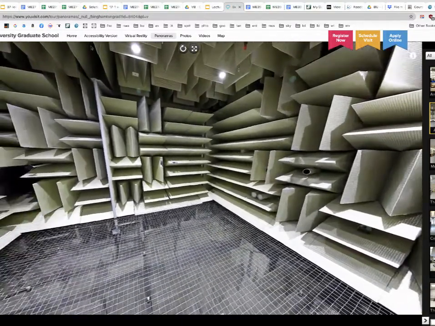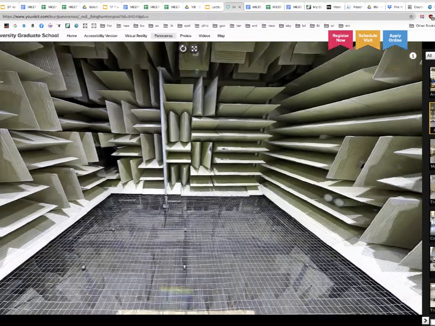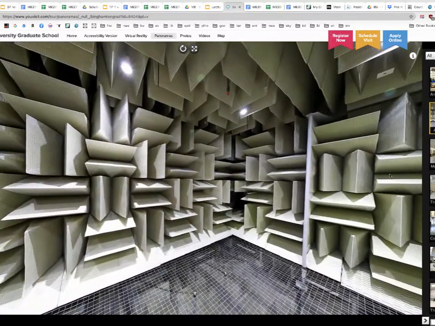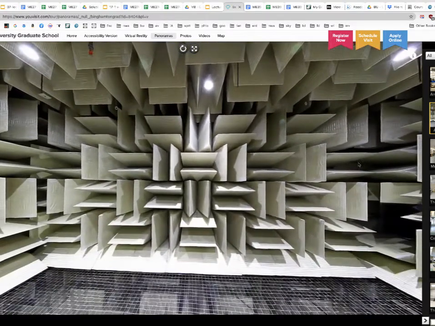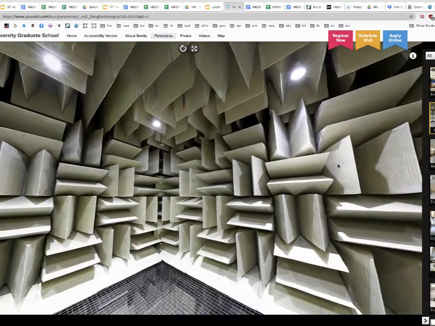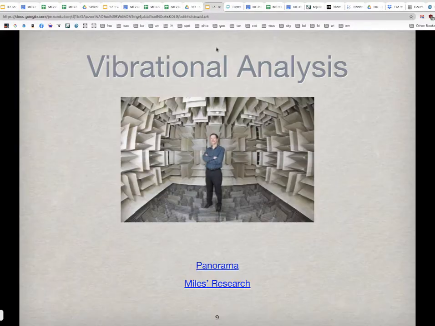You're standing on a wire mesh, that's the floor. And all of these wedge-shaped foam-like elements. Sound goes in and just bounces around and kind of dies out. And let's take a look at some of Dr. Miles's research. It's very, very interesting.